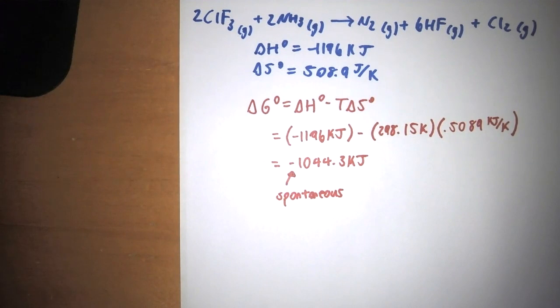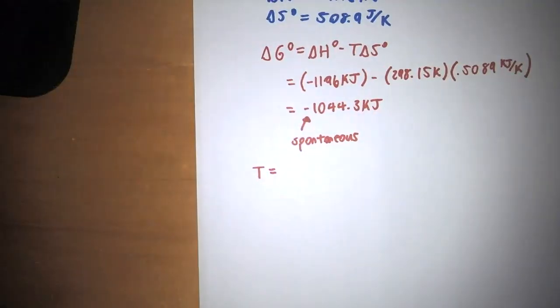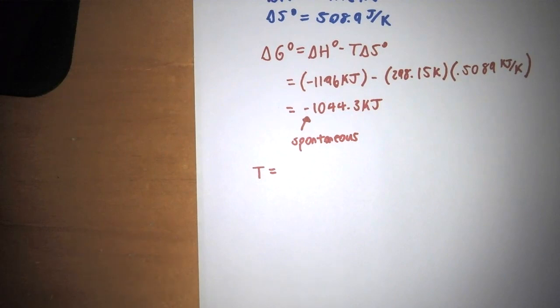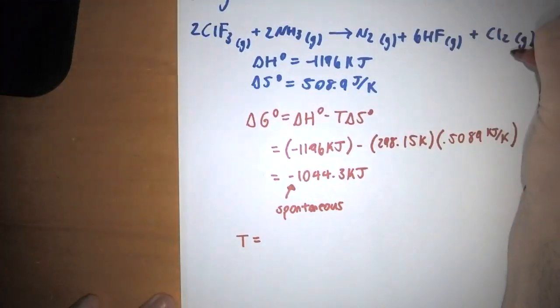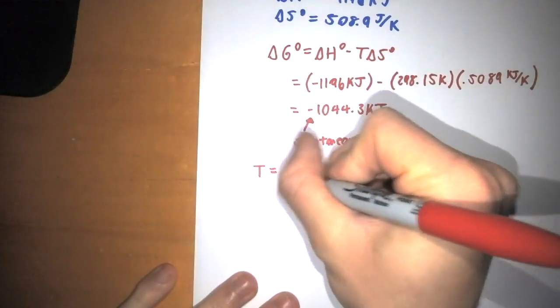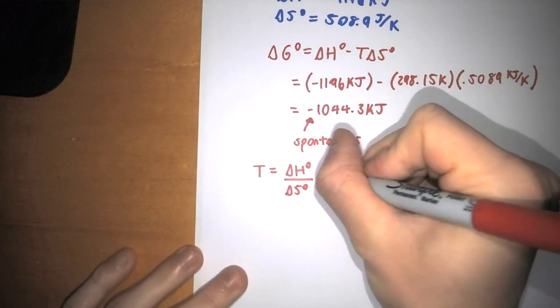A follow-up question they may ask on the exam, or you may have seen on your homework as well, is what temperature would be needed to make this reaction non-spontaneous? So let's think about that. We want to know exactly what temperature this reaction becomes spontaneous, because we know it's spontaneous already, right? If we relate it to our entropy equation, temperature is equal to delta H standard over delta S standard. We have both of those values.